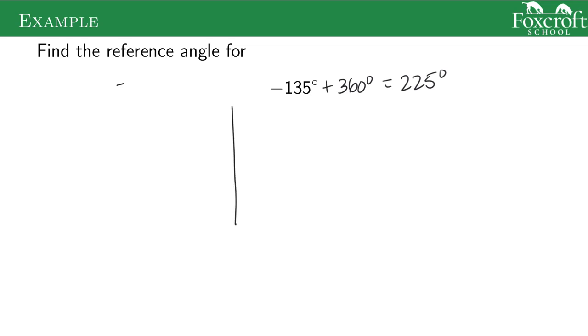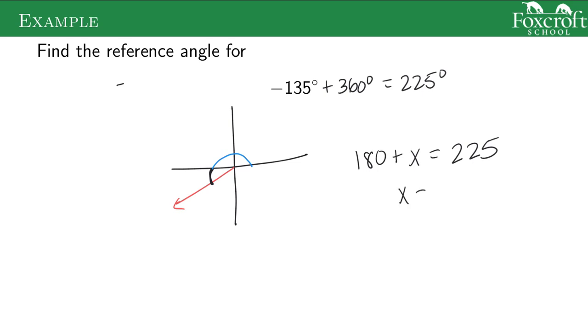And I know that is in quadrant 3 because it's between 180 and 270. Quadrant 3 we've seen before. Our reference angle is in black. The half circle is in blue. Together they make up that angle. So 180 plus my reference angle is 225. And if I subtract 180 from both sides, again, my reference angle is 45 degrees.